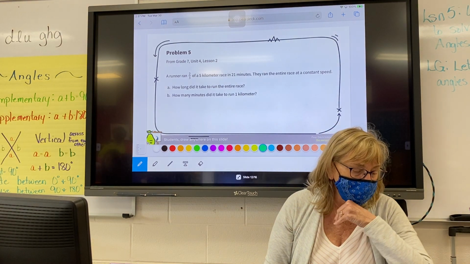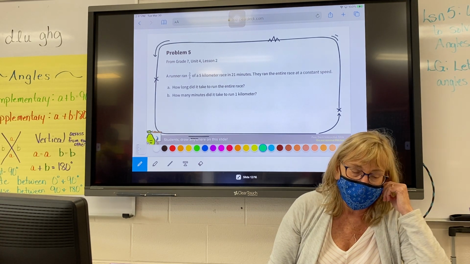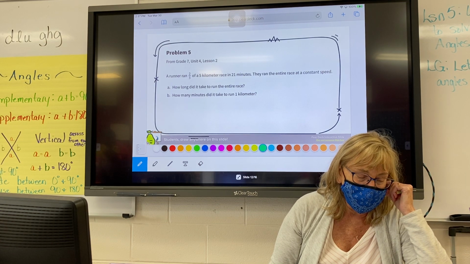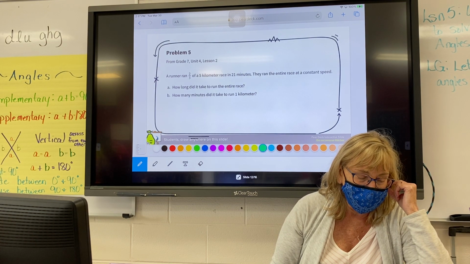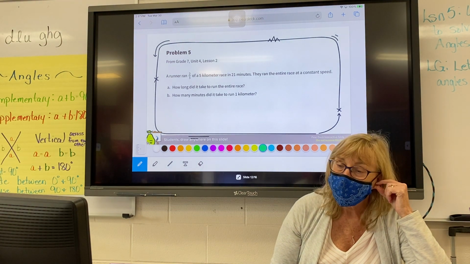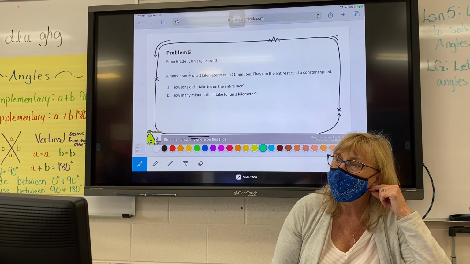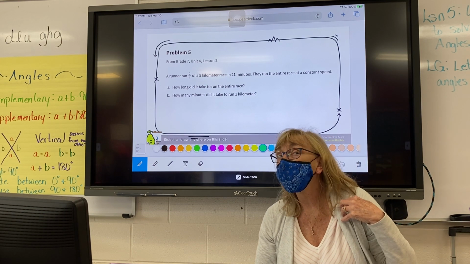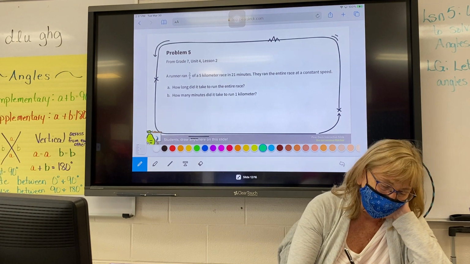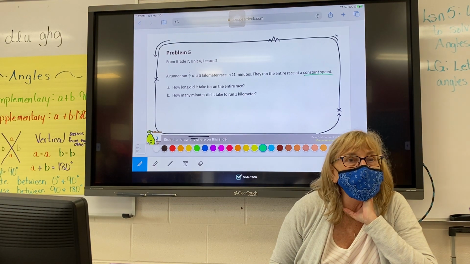All right, a runner ran 2/3 of a 5-kilometer race in 21 minutes. They ran the entire race at a constant speed. How long did it take to run the entire race? And how many minutes did it take to run 1 kilometer? What kind of strategy do you think we're going to use? Or what kind of problem is this? Unit rate. What told you it's a unit rate? Because it said they ran the entire race at constant speed. Yep. As soon as you see that, you're going to think unit rate.